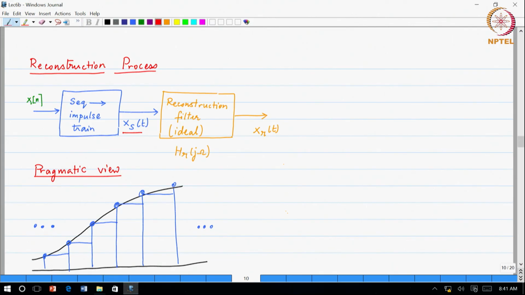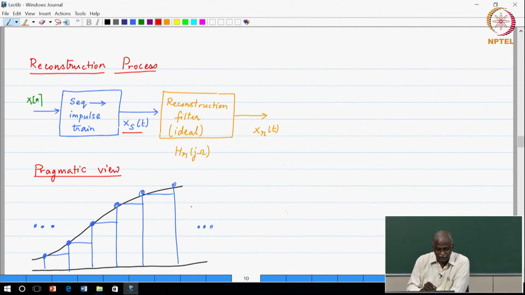Now in the practical case, how will we do that, because creating this impulse train is going to be difficult. So, in the practical scenario, we do what is called sample and hold. We take the value of x of n and create a staircase function, which is not a Dirac delta, but basically a staircase approximation to the signal that we want to create. This is called a 0th order hold, and it is a very important one.